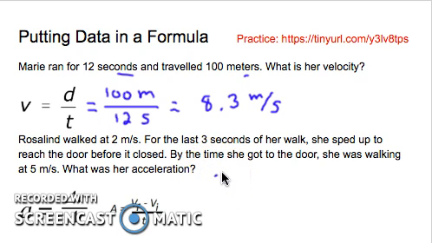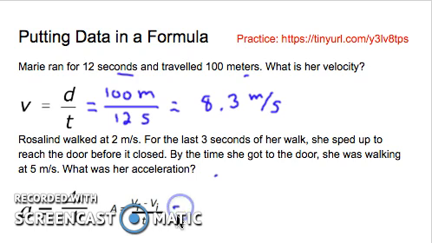Rosalind walked 2 meters per second. For the last 3 seconds of her walk, however, she sped up to reach the door before it closed. So by the time she got to the door, she was walking at 5 meters per second. So she accelerated. She went from 2 meters per second to 5 meters per second. So 5 meters per second minus 2 meters per second is what this says, and that would be 3 meters per second.